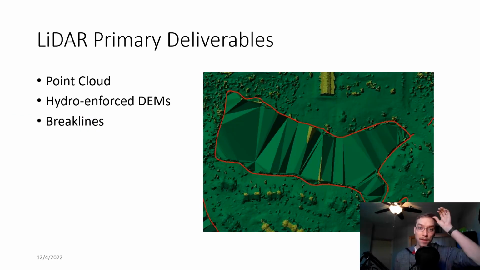Break lines are another thing that we generate here. So break lines basically mean that there's a surface here that is very poorly reconstructed, with very low point density, whether that be a pond, lake, or river. Oftentimes it's a water-based feature. And break lines are what's generated on the edge of those, so that you'll have a consistent surface generated within this, so it doesn't do anything wonky to your DEMs.